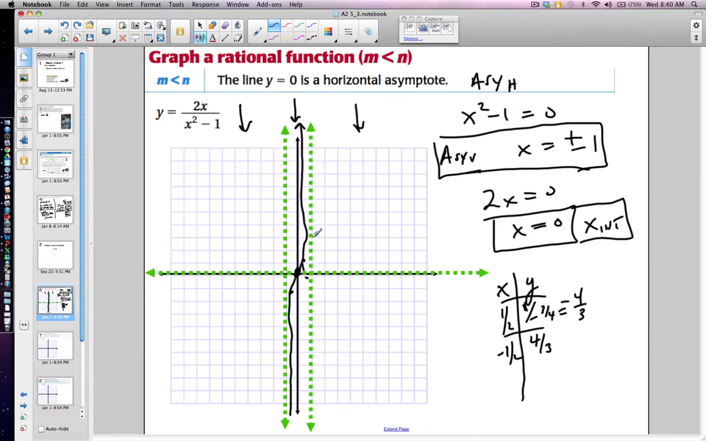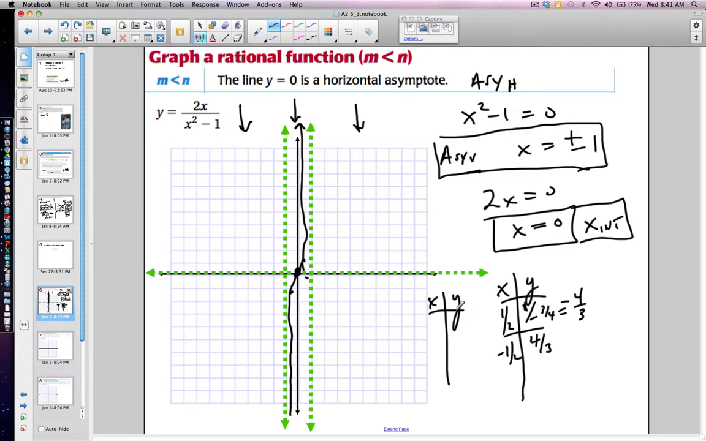My line's a little wobbly. Just know that from here it went up, followed along the asymptote. Doesn't cross it, can't cross a vertical asymptote. Okay, so that did this middle section. When I look at this section here on the right half of the graph, I'm going to go ahead and do an input-output table for that.